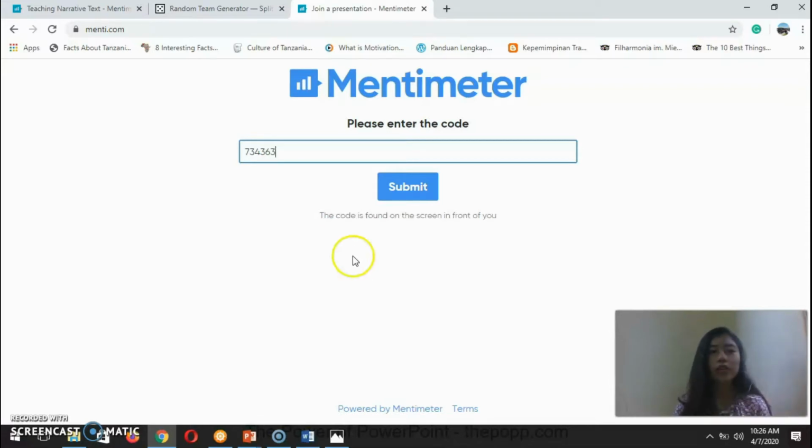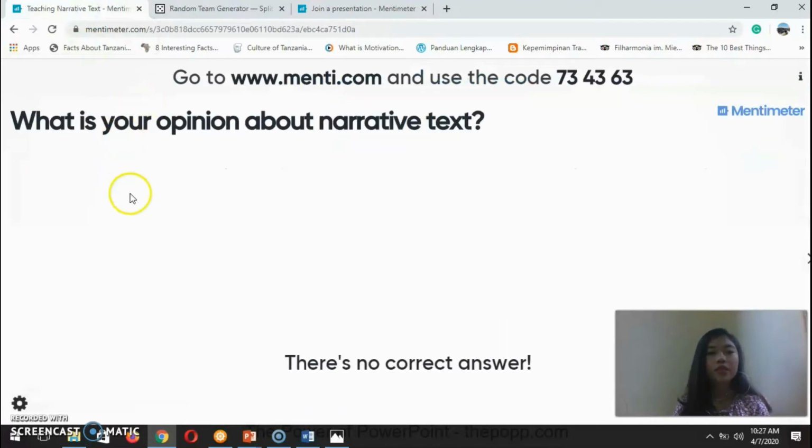Okay, great job. We're going to do a little exercise. We are going to play a quiz. You have to answer the quiz according to the questions provided. The first one is: what is your opinion about narrative text? Please everybody share your ideas, share your thoughts.